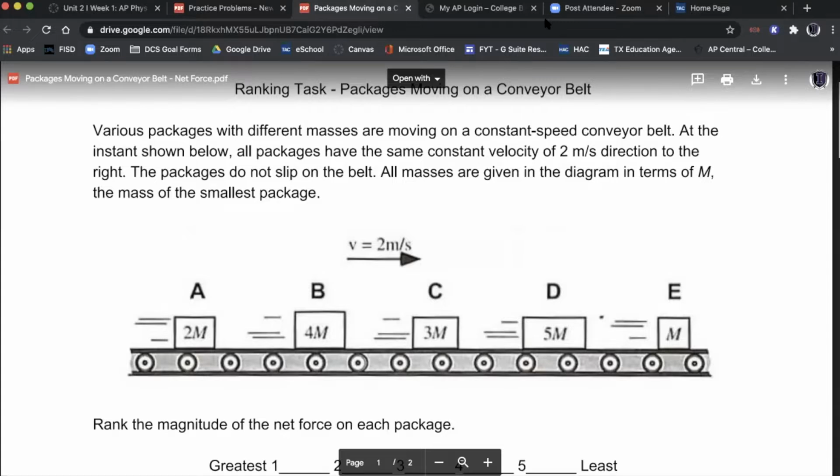Okay, what do we think? I want some people to unmute, so I want most people to unmute. And I want you to yell out which package has the greatest net force acting on it. I'll give you a countdown. So first, everybody unmute. Everybody get a chance to unmute.